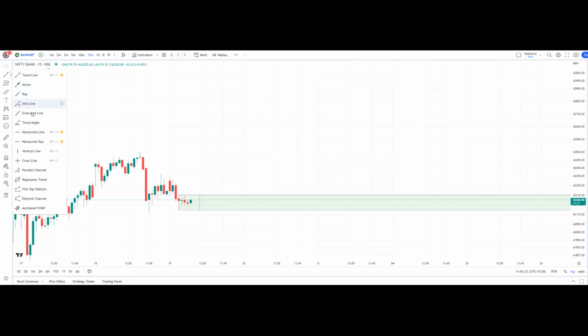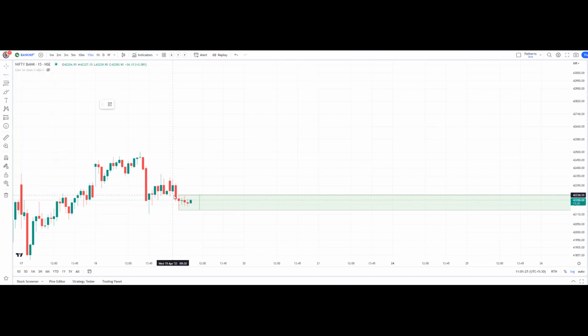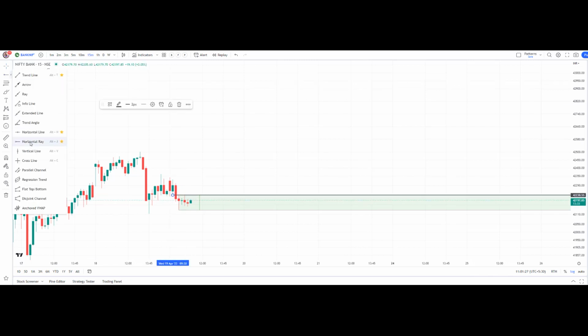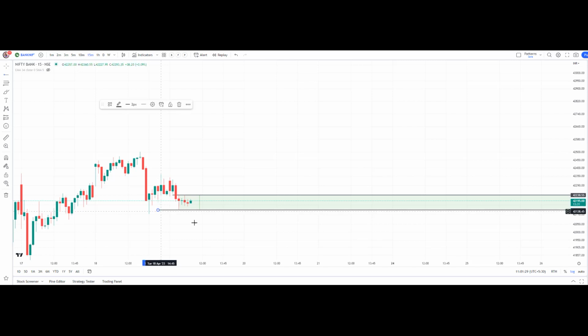So we can put a horizontal ray above the high and low of this red candle, that is the doji candle. The low is 42,137 and the high is 42,230.